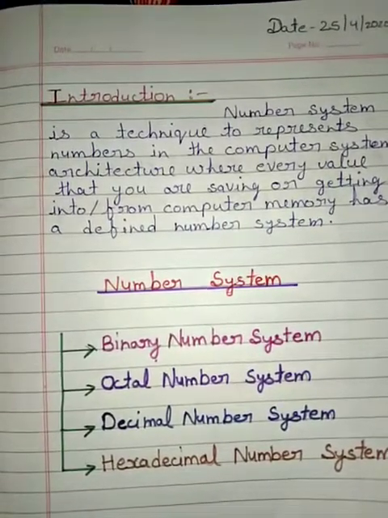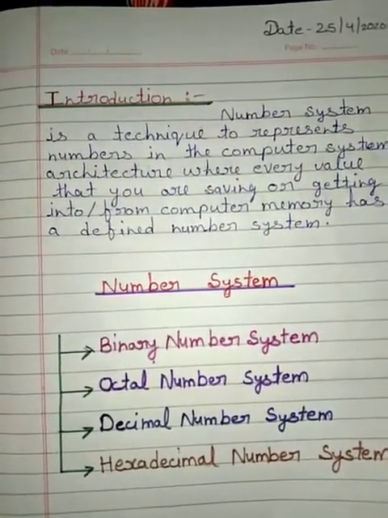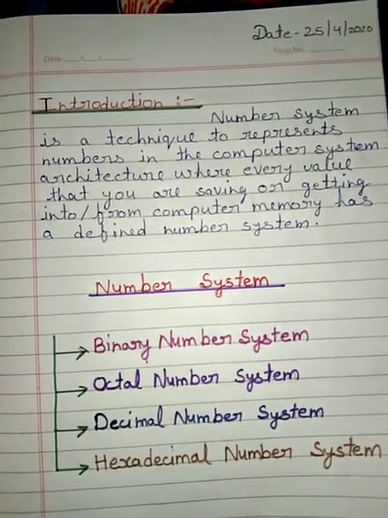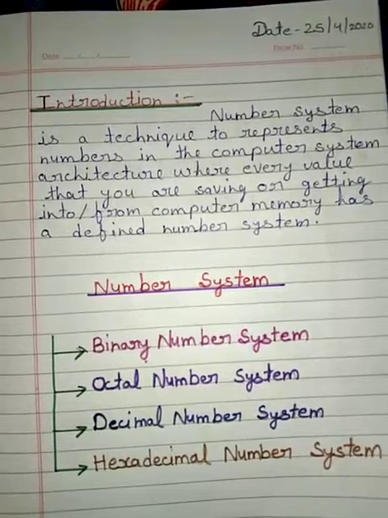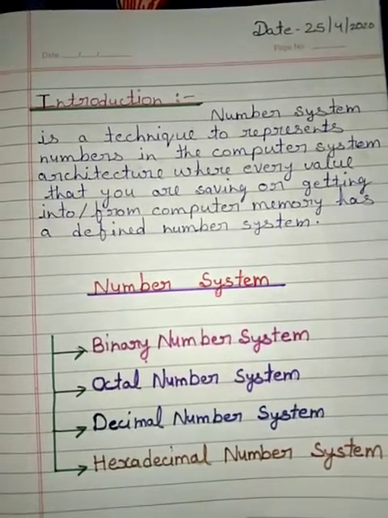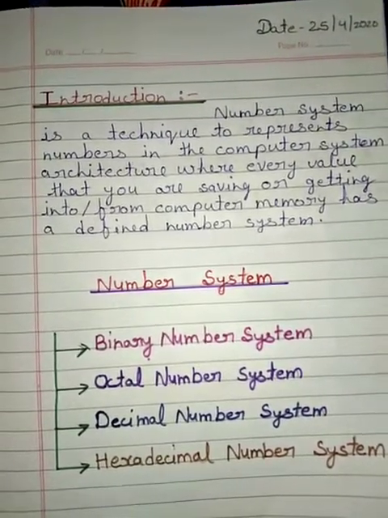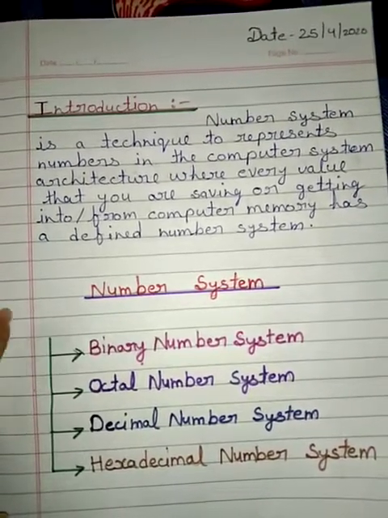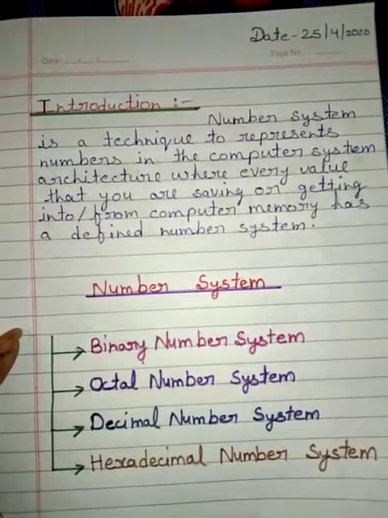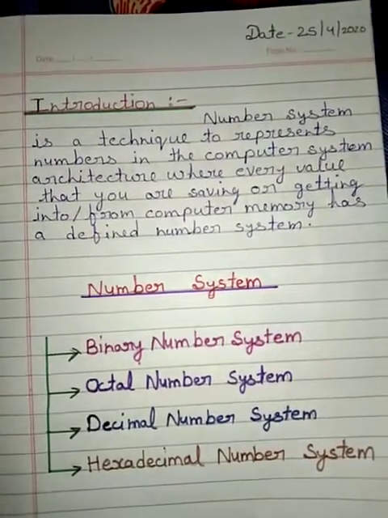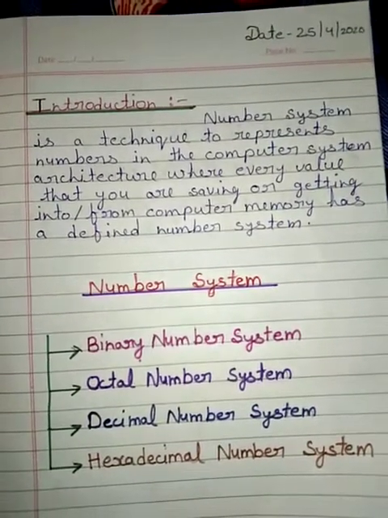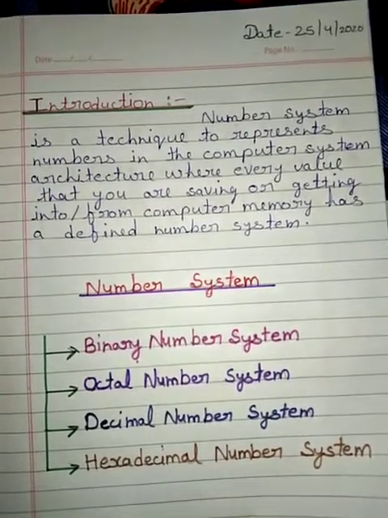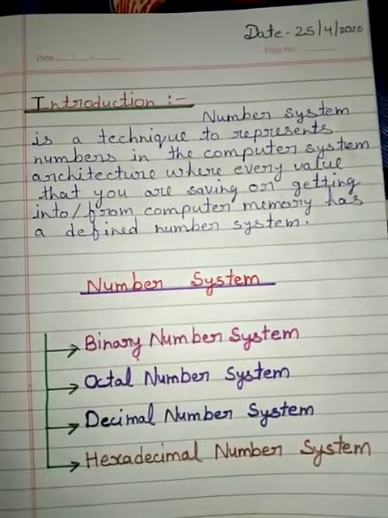The value of each digit in a number can be determined using the following: the digit, the position of the digit in the number, and the base of the number system. Okay. Number system is a technique to represent numbers in the computer system architecture, where every value that you are saving or getting from computer memory has a defined number system. Okay.